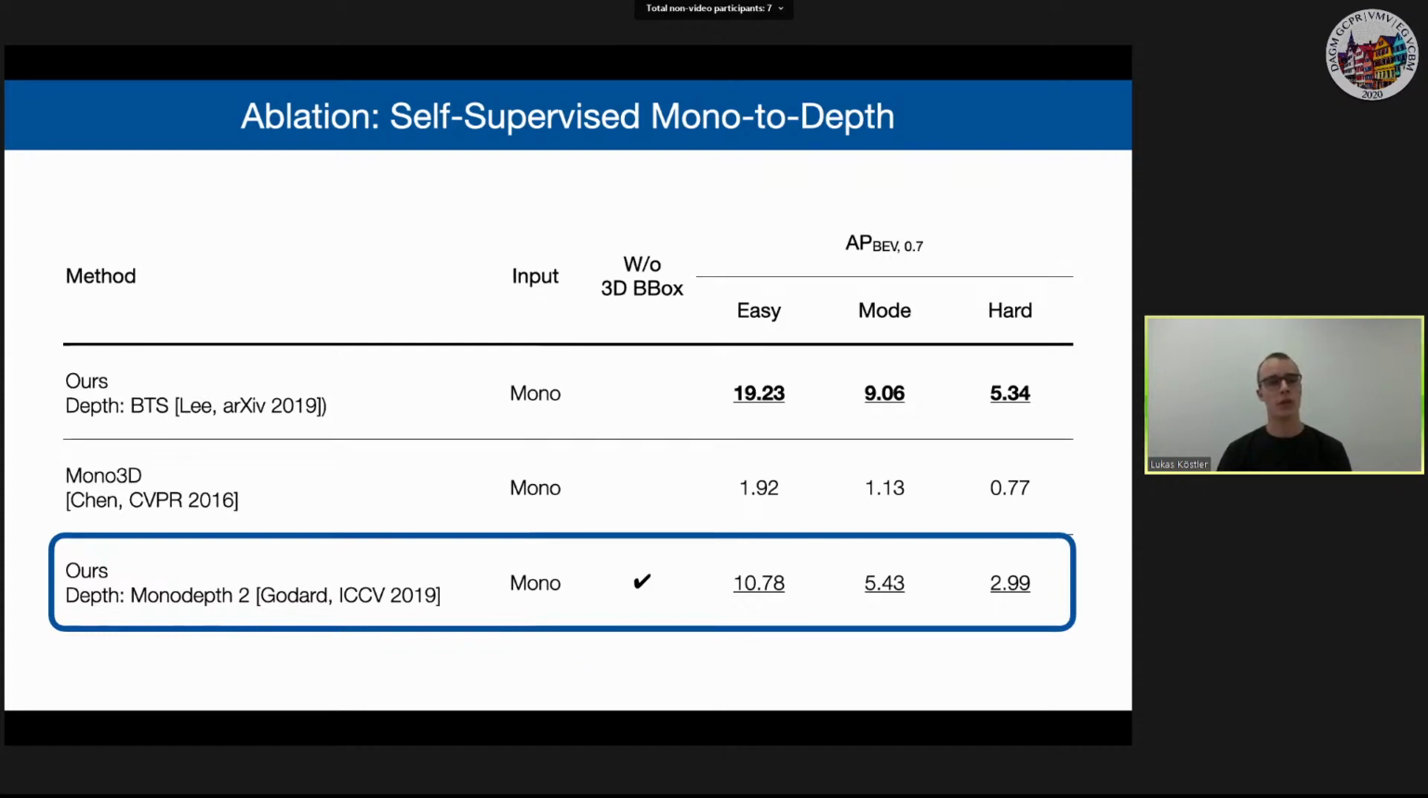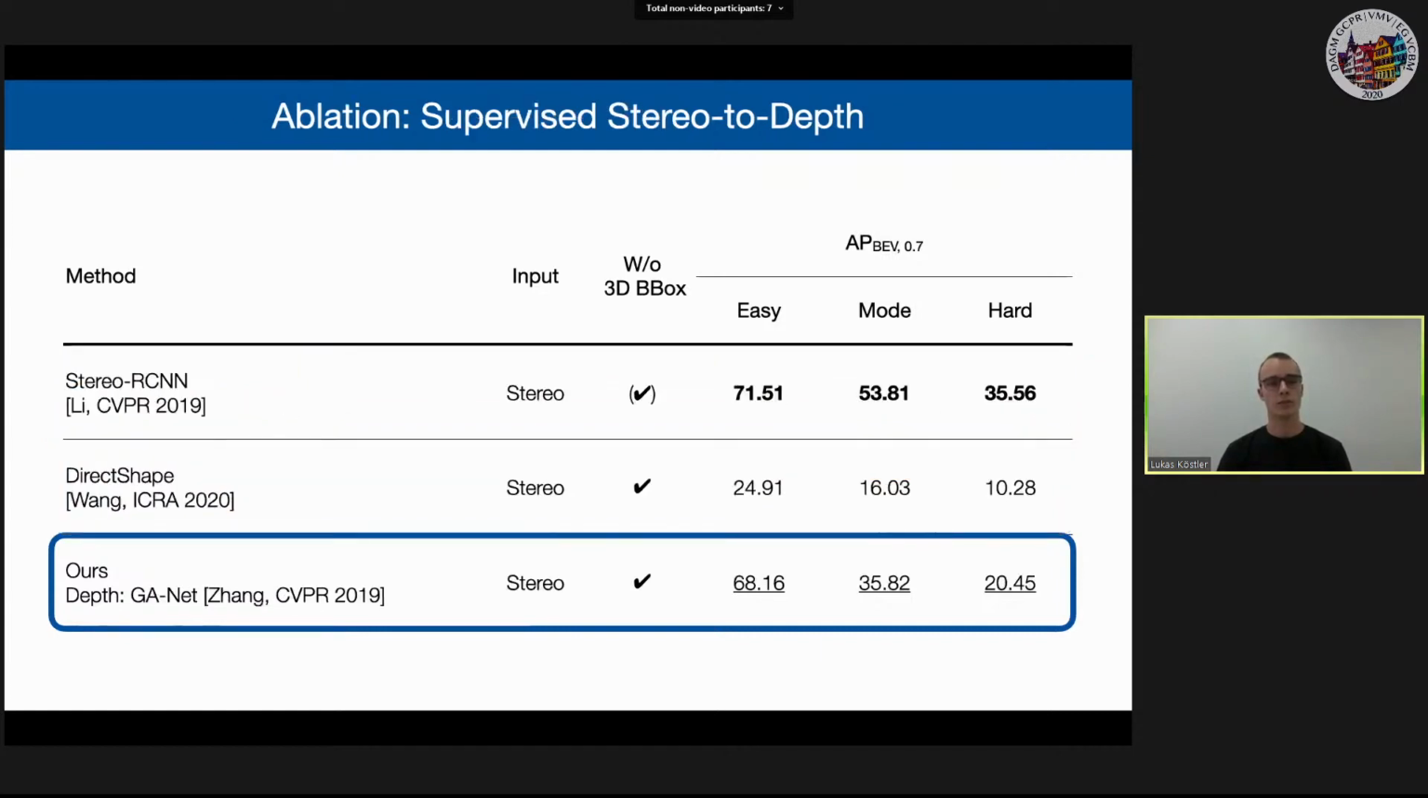For example, we use depth maps from MonoDepth2, which is a self-supervised mono-to-depth network. In this case, our entire pipeline, including the pre-trained networks, does not require supervision on KITTI. Unsurprisingly, the performance of this model is worse in comparison to using depth maps from the supervised BTS. However, we still achieve better results than Mono3D, despite not using any labels on KITTI.